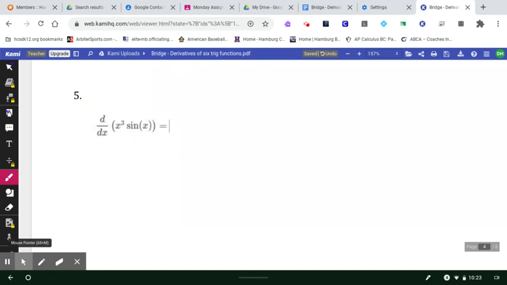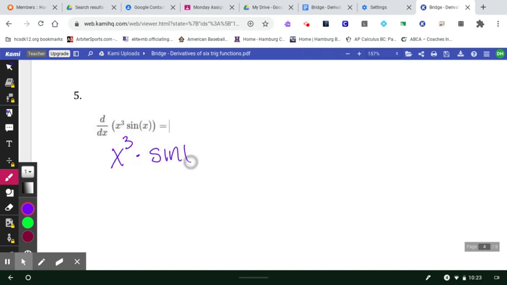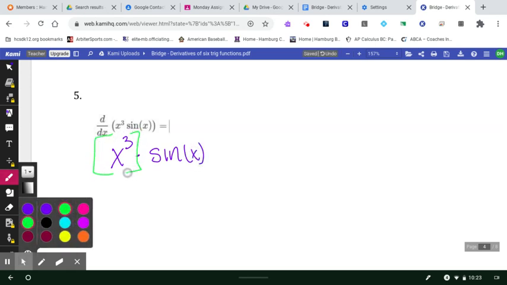5. The derivative of x cubed, so again, read it out loud like you're reading to a young student, x cubed times the sine of x. So again, I'm going to rewrite it, x cubed times the sine of x. So I'm going to say my first term before my times has an x, and my term after my times has an x. So why don't you pause it, try the product rule, and then we'll compare.